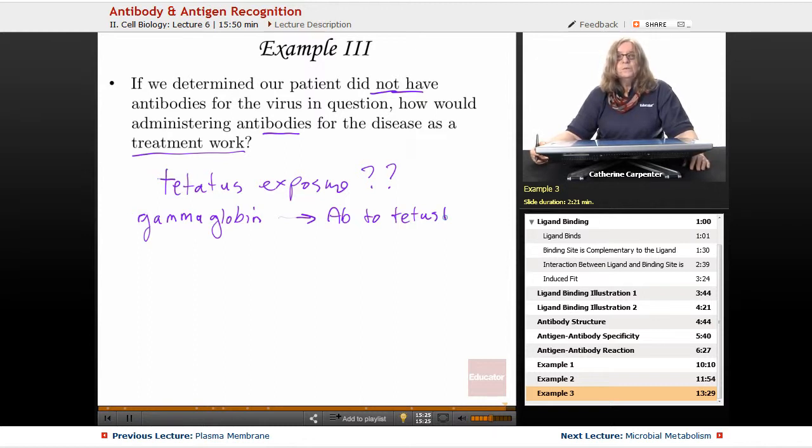So that's the reason why in some cases, another disease where that happens is rabies, that if you're suspected of being exposed to rabies, you will be given rabies gamma globulin right away.